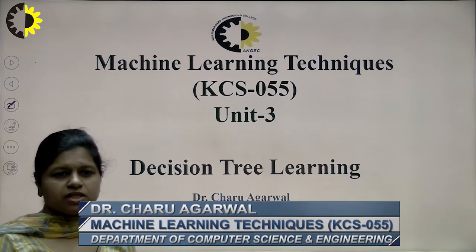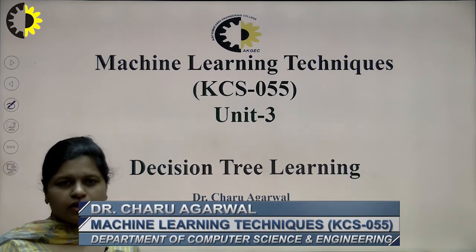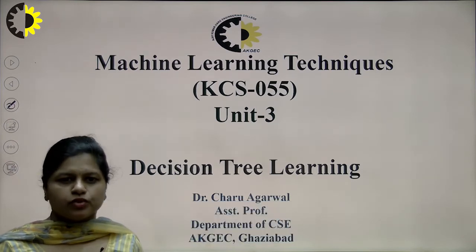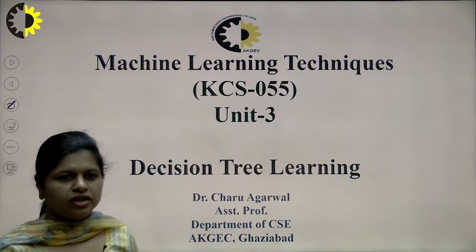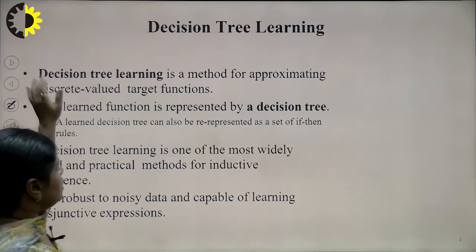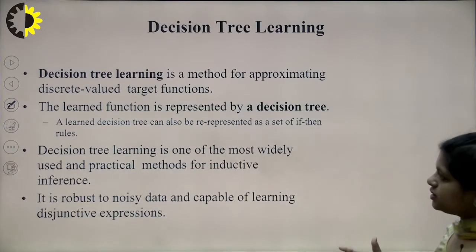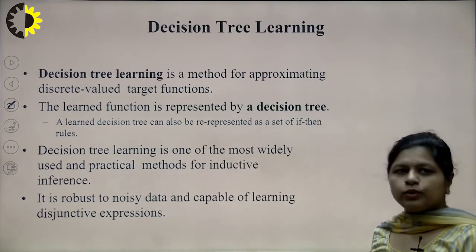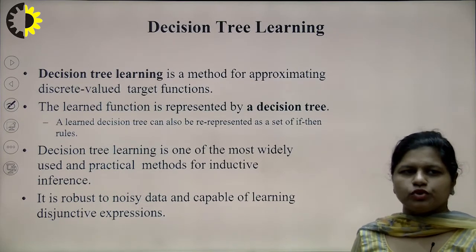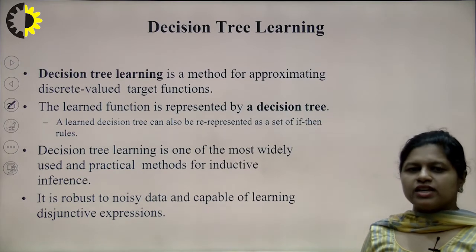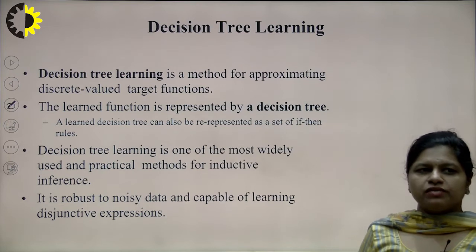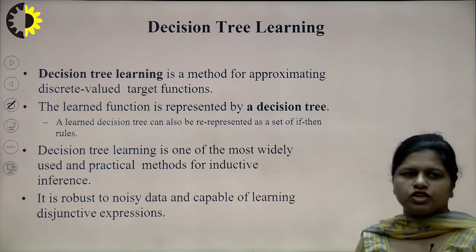Today I am here to discuss the topic decision tree learning in the machine learning technique subject KCS 055, which is part of unit 3. So we need to learn what actually a decision tree is. A decision tree is a method of approximating discrete-valued target functions. Discrete-valued target functions are basically what we call classification problems. We can do classification and regression both with decision tree learning, but generally we use decision tree learning for classification problems.